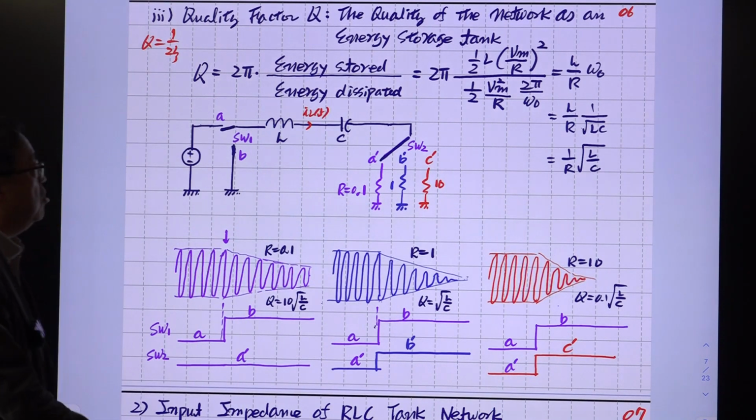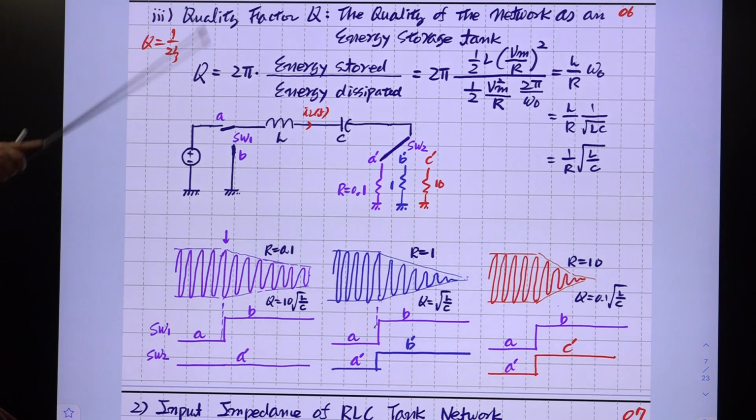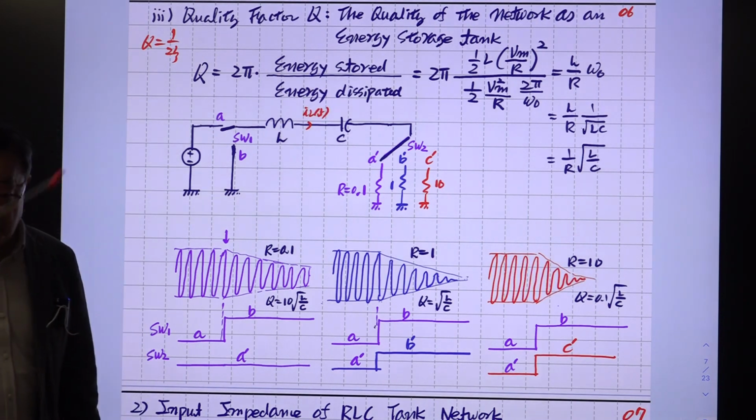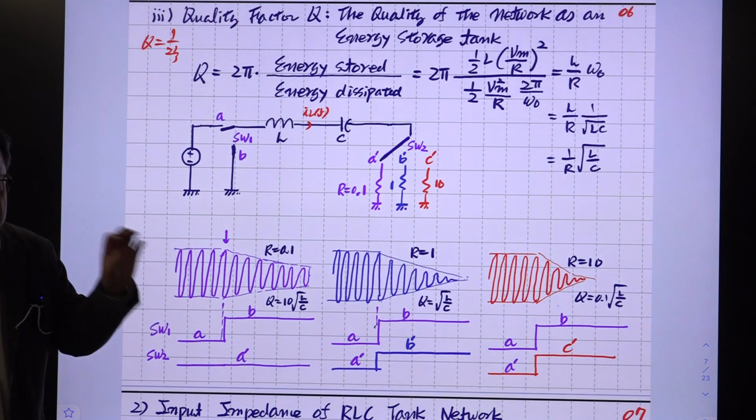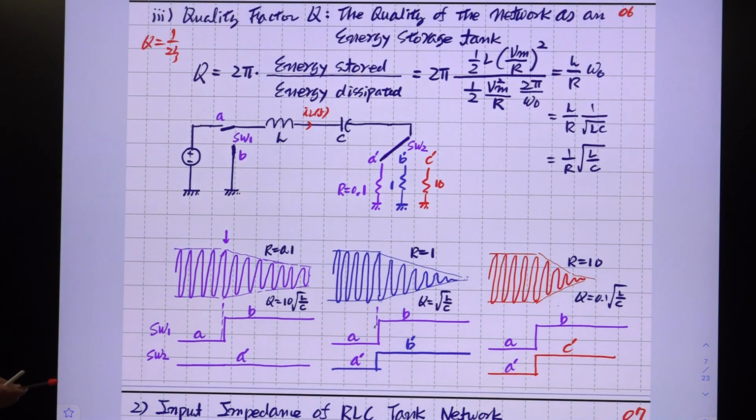Right? So this Q, high Q means it is very good energy storage. So this oscillation goes forever, right? If Q is infinity, if Q is large, it decays very slowly. If Q is small, it decays very fast. That's bad energy storage, right? So I have another illustration here.